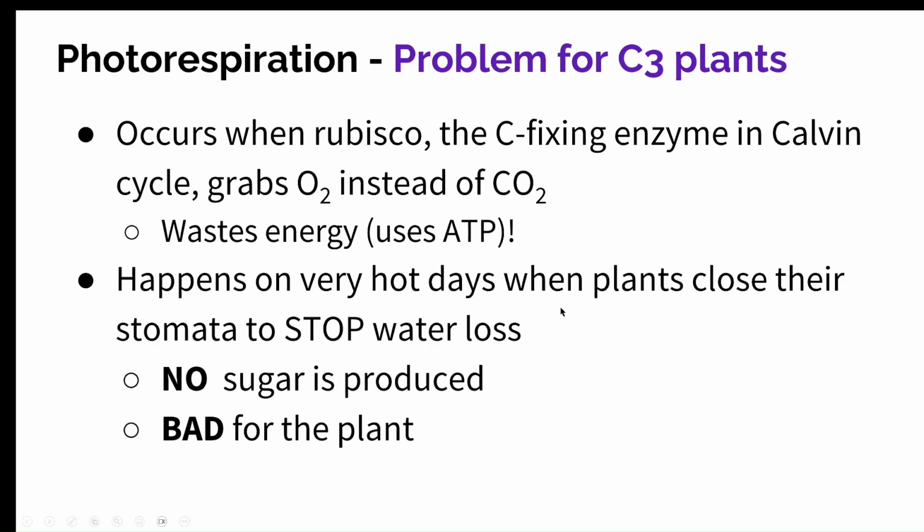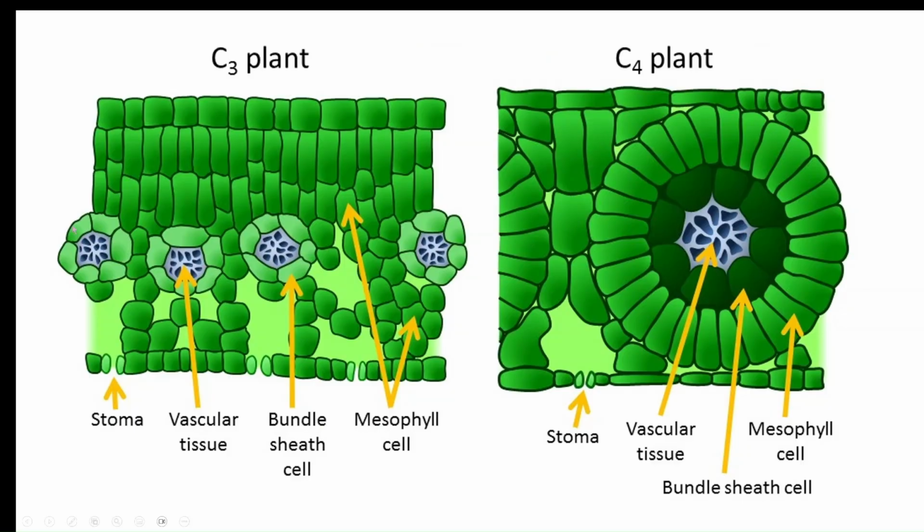And there's a specific problem that we encounter with C3 plants. C3 plants, again, are going to be these ones over here, where their stomata are pretty much open all the time. And the mesophyll cells are pretty much exposed to the stomata being open. So if CO2 were to come in and O2 were to come out, these mesophyll cells will be able to take advantage of that pretty easily.